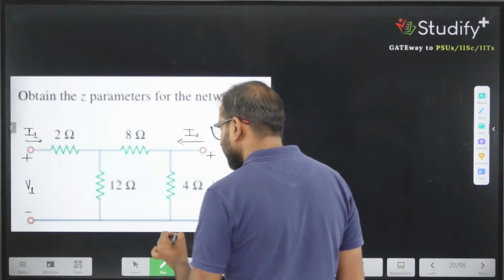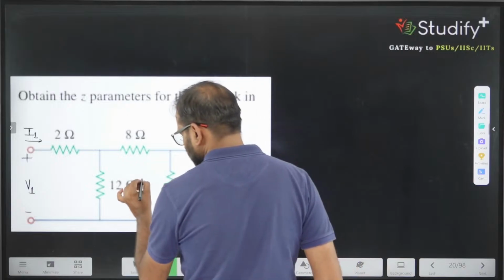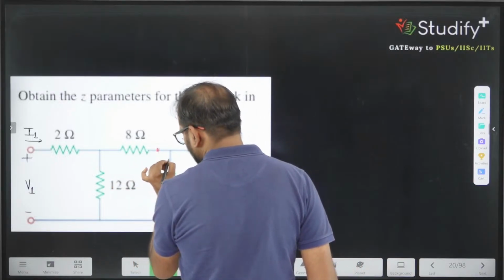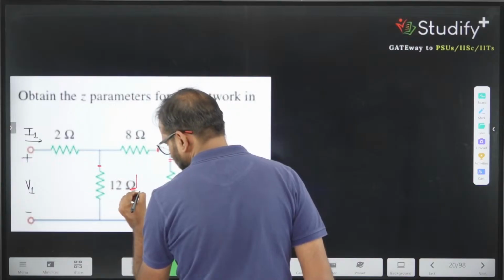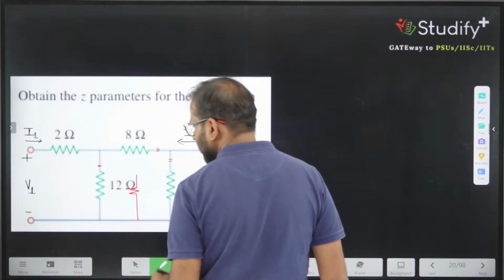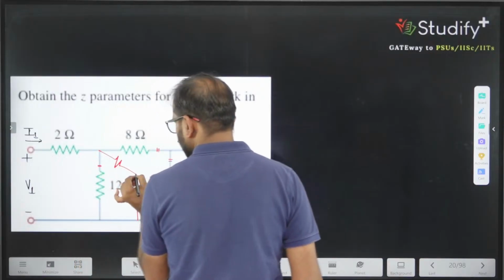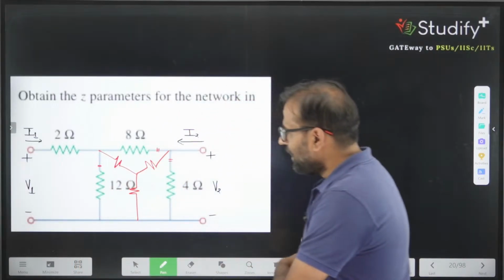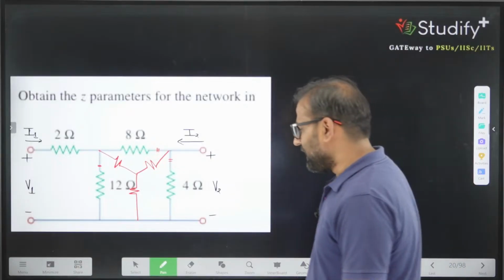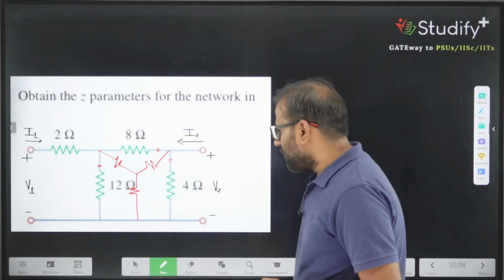So can we convert this delta into star? Let me draw it here. The delta which is formed by these 3 resistances can be converted into the star. From here to here to here. If we form this star, we can calculate the value very easily.